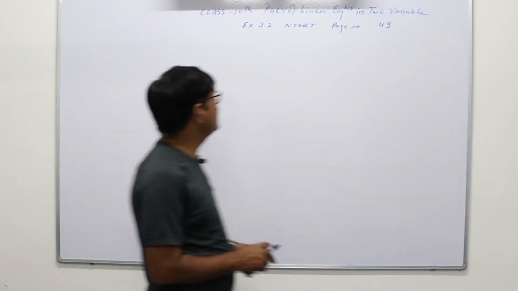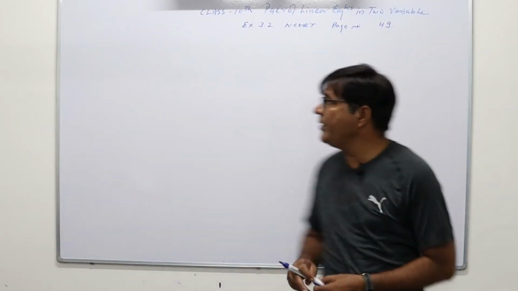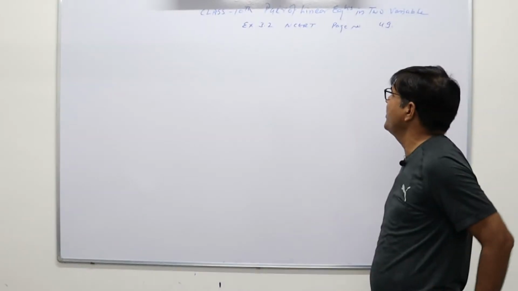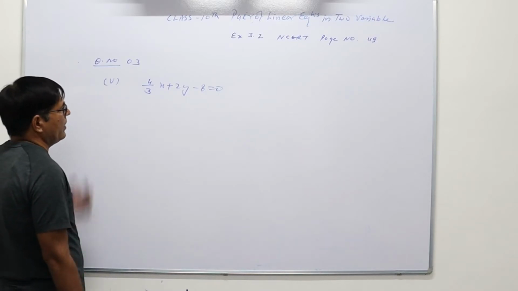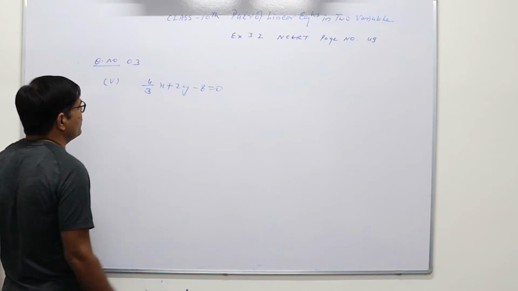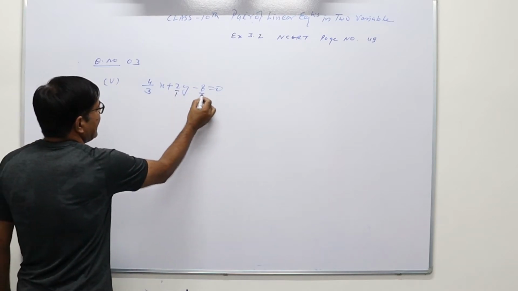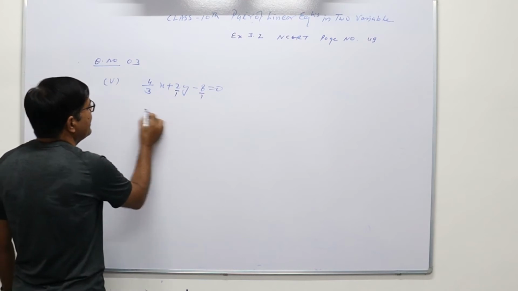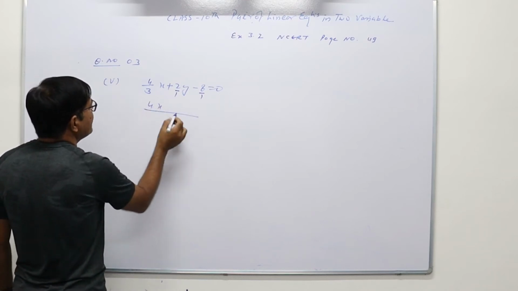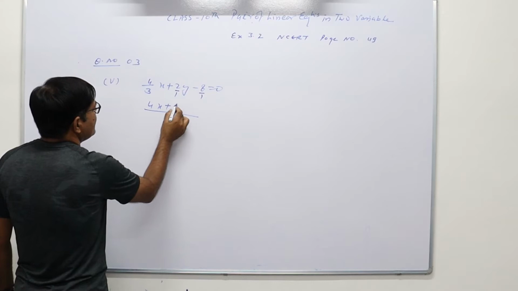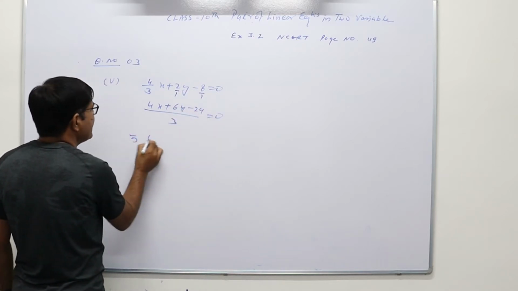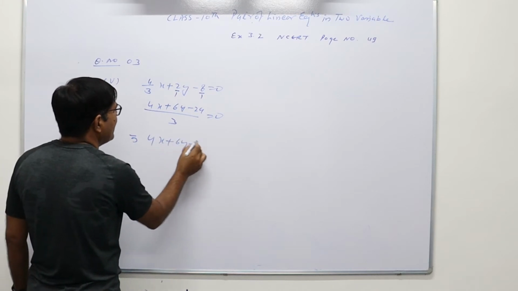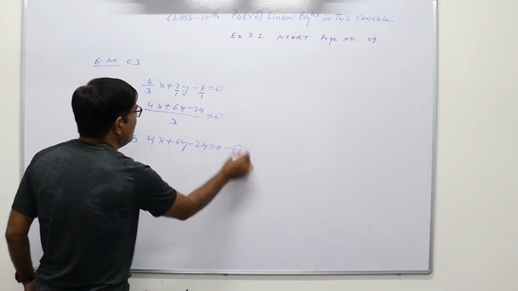Good morning, students. In this video, we will do exercise 3.2, NCERT page number 49. Question number 3, fifth part: 4/3 x plus 2y minus 8 is equal to 0. So, standard form में convert करने के लिए अपन क्या करेंगे? If we take LCM as 3, then this will be 4x plus 6y minus 24 is equal to 0. So the first equation will be 4x plus 6y minus 24 is equal to 0.